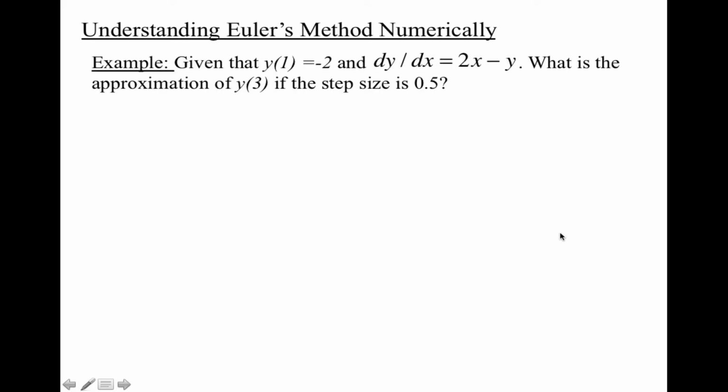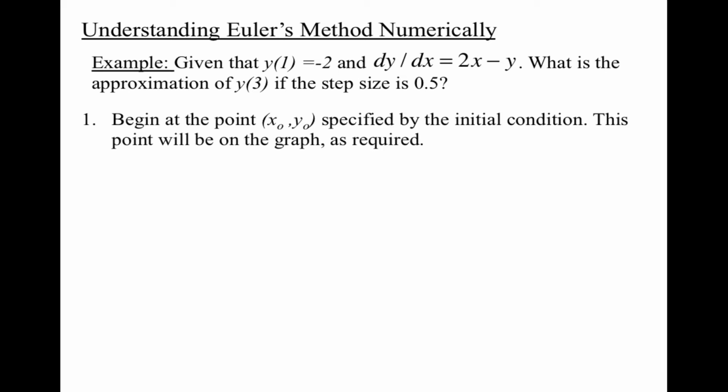So what does it mean numerically? Let's look at the example given that y of 1 is equal to -2. So we have our initial condition, (1, -2). And dy/dx is equal to 2x minus y. What is the approximation of y of 3 if the step size is 0.5? The step size is representing your change of x.